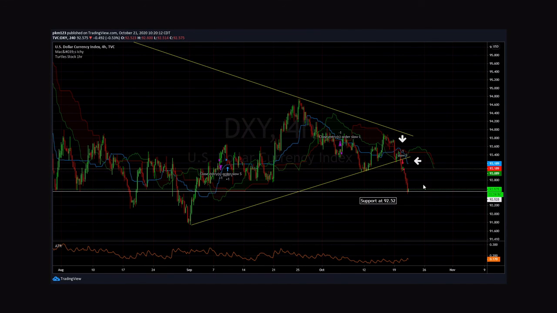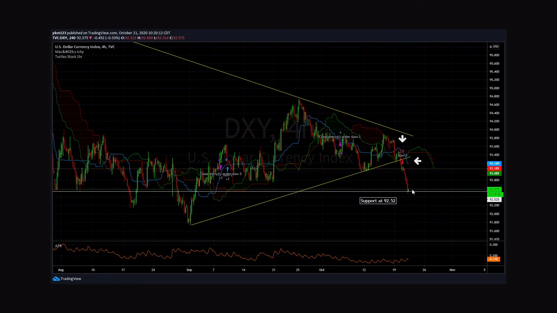Here's an expanded view of this. So, had you taken this trade, I don't trade Forex, but had you taken this trade, you would have sold short at about the 93.20 level. But what has happened is the price of the dollar has gone down and it's met this support at 92.52, which is support as you can see in the past. It bounced on that support.